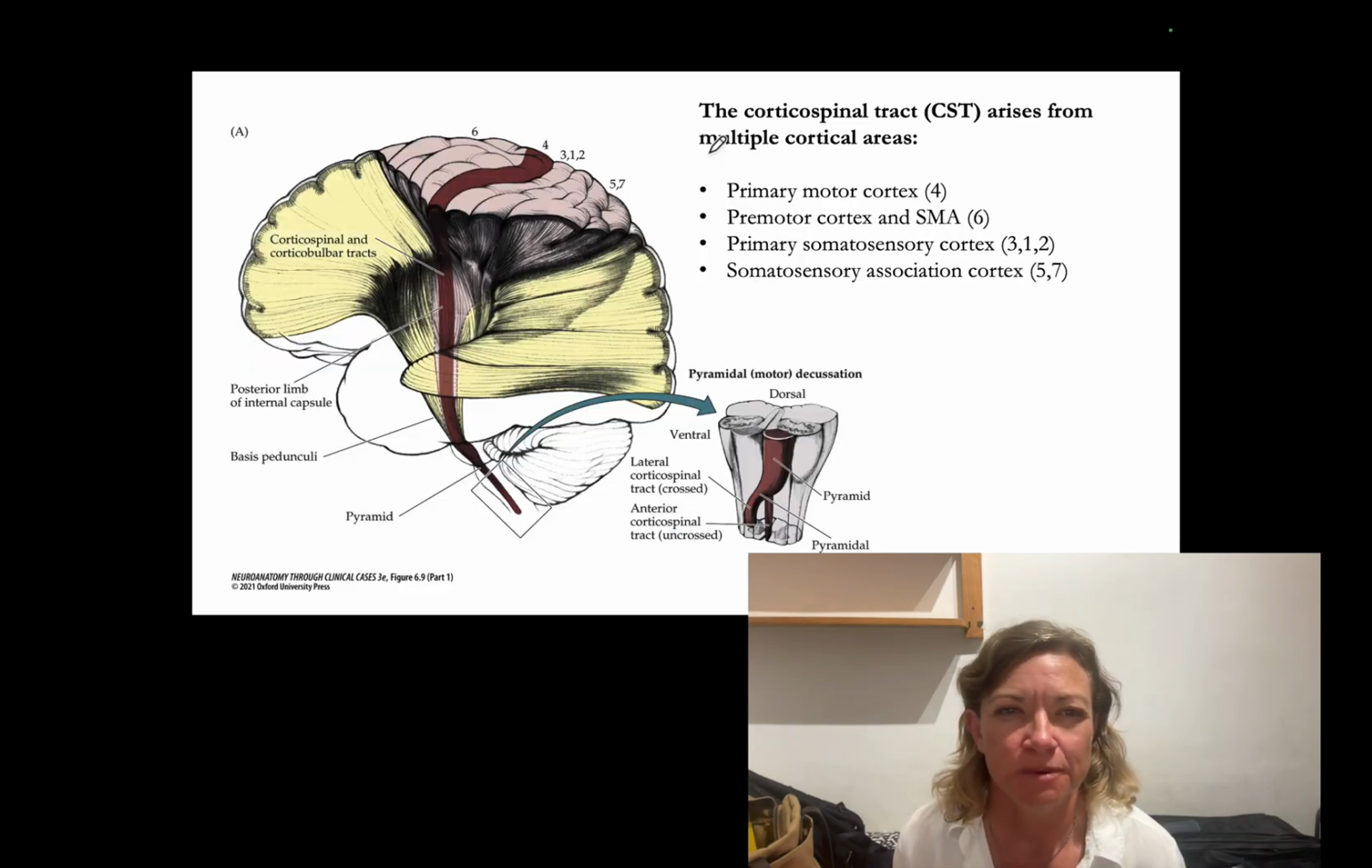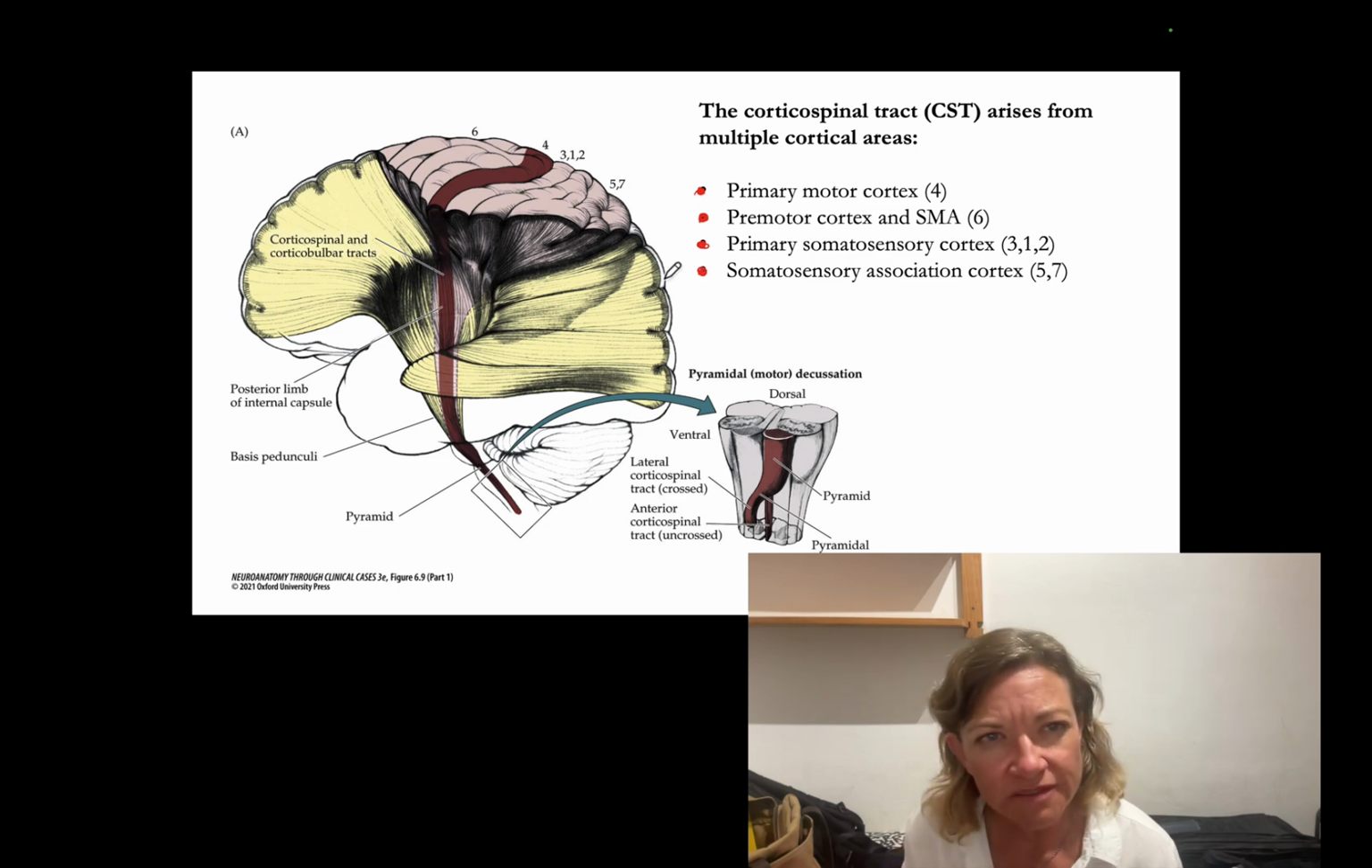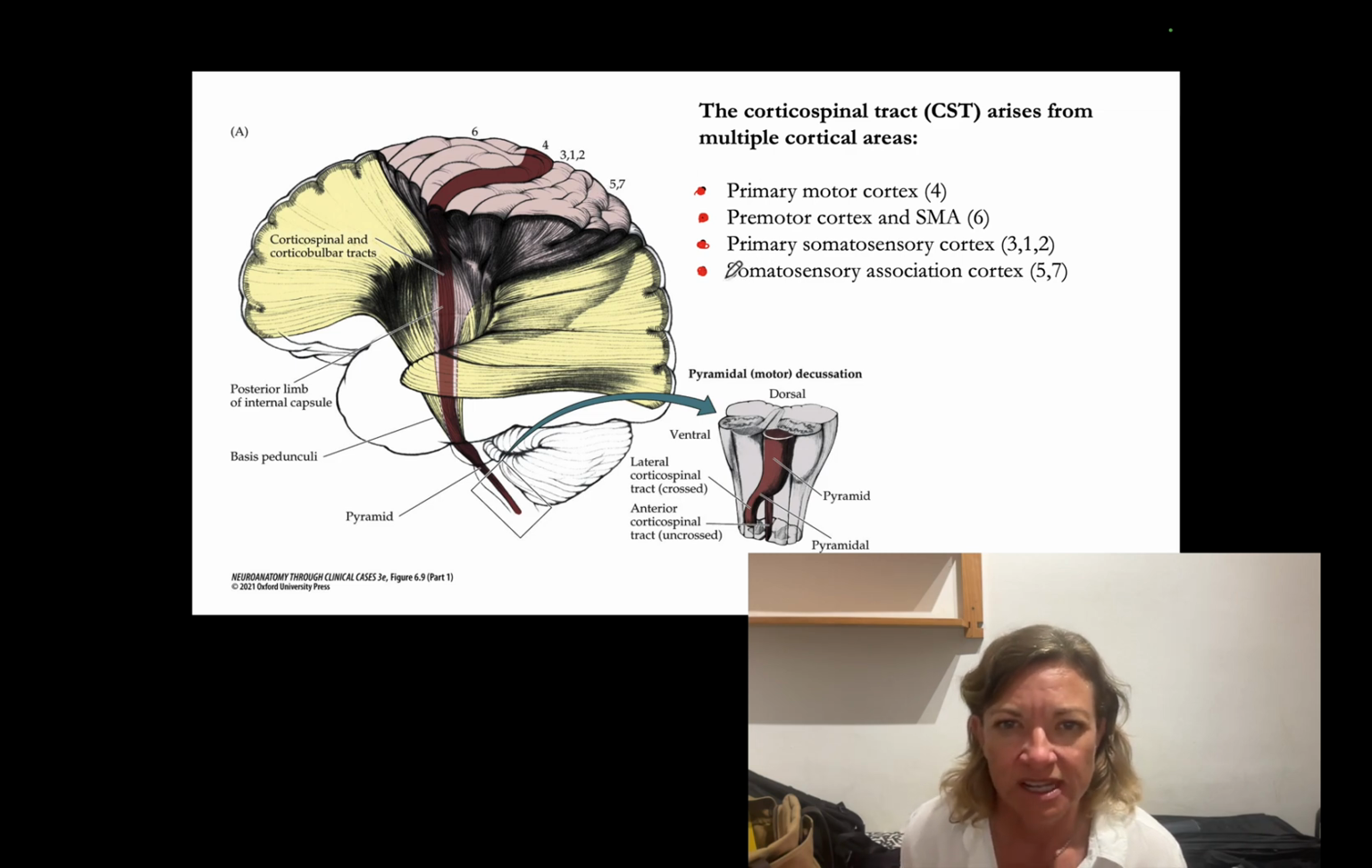So the corticospinal tract arises from multiple cortical areas. We all think of the CST as arising solely from primary motor cortex, shown here in red, Brodmann's area 4. In fact, there's also substantial corticospinal axons arising from premotor cortex and supplementary motor area, primary somatosensory cortex, and even somatosensory association cortex. And so all of these areas contribute to the corticospinal tract. There's actually relatively recent data debating and hypothesizing about the role of these somatosensory neurons that descend as part of the corticospinal tract. And they're thought to modulate sensory input as part of motor function.